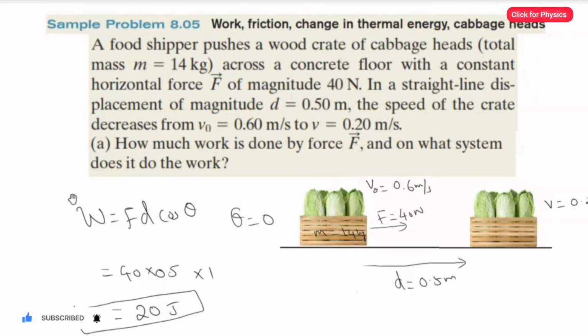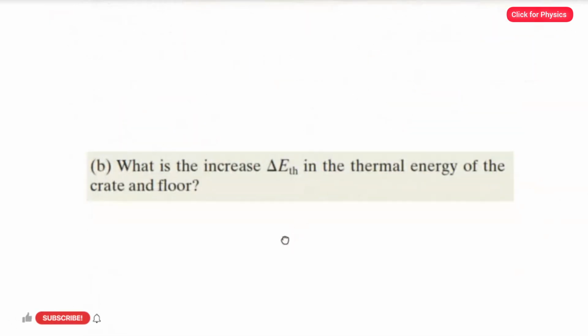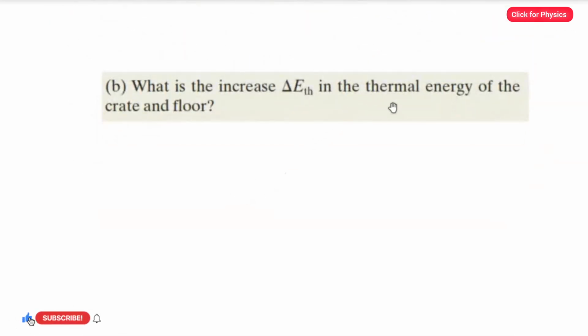Now we have to come to the second question. So what is given in the second question? What is the increase in the thermal energy of the crate and floor? So here, for finding the increase in thermal energy, we have to use the rule: work done is equal to the change in mechanical energy plus the change in thermal energy, which we studied in the theory.